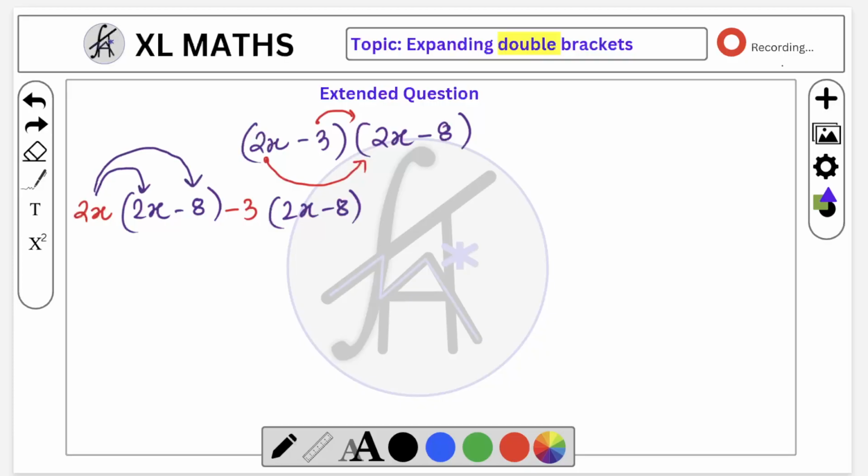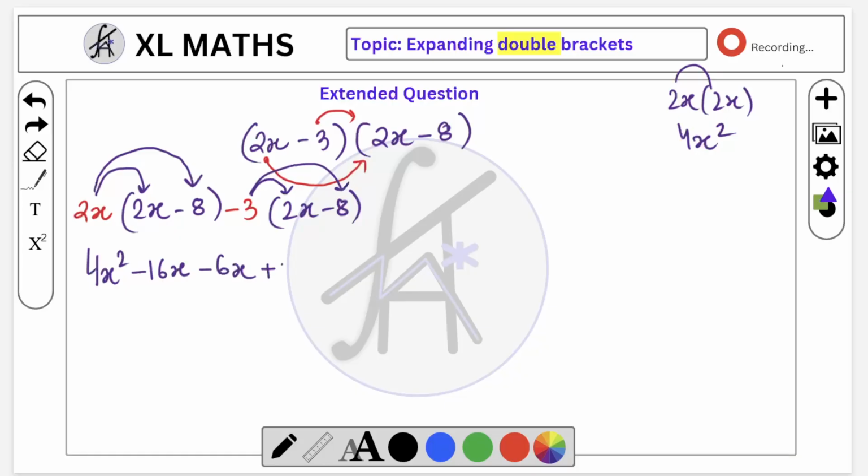So 2x times 2x. We did discuss it a lot of times. 2x times 2x: 2 times 2 is 4 and x times x is x squared. So that gives us 4x squared. 2x times minus 8 gives us minus 16x. Now, minus 3 times 2x gives us minus 6x. Minus 3 times minus 8 gives us a positive 24.